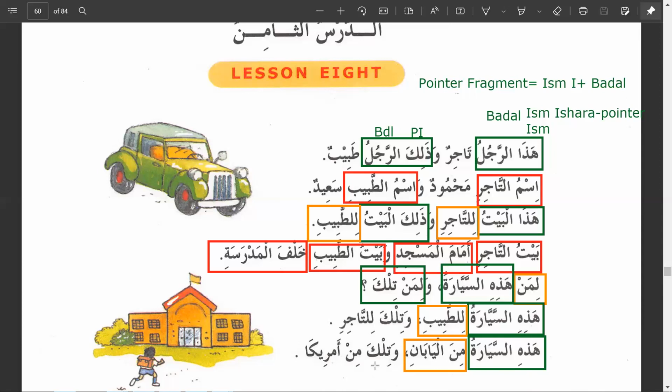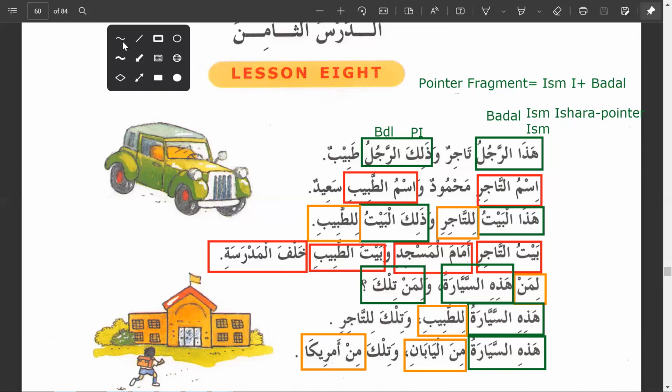And that is from America. Very good. Excellent. Alhamdulillah, we almost finished the chapter. It's a very brief chapter, but it has a lot of fragments. Let us first label the parts of the fragment, okay? So let's label the parts of the fragment.